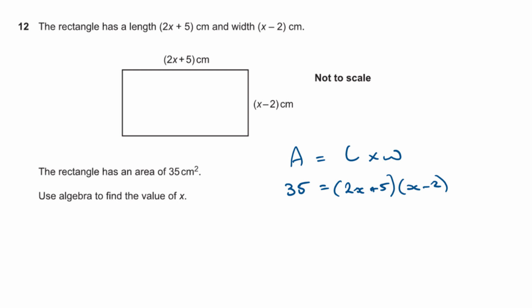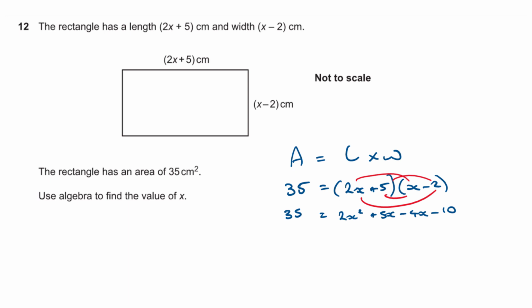Okay, so we've got a quadratic coming on, haven't we? So we've got a pair of double brackets that we're going to need to multiply out. So that times that, that times that, that times that, that times that. So I'm going to get 35 is equal to 2x squared plus 5x minus 4x minus 10.